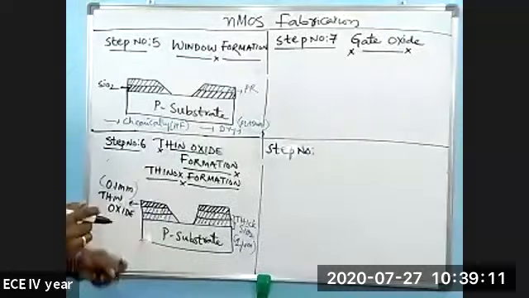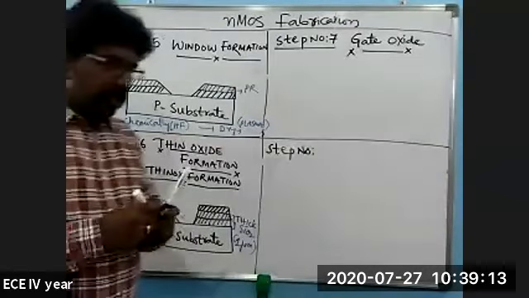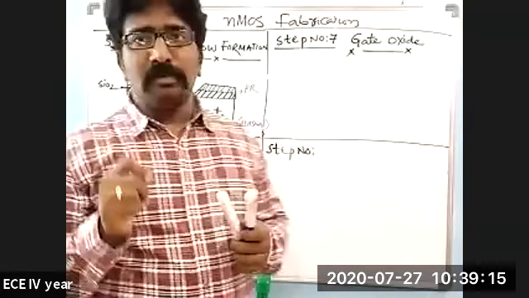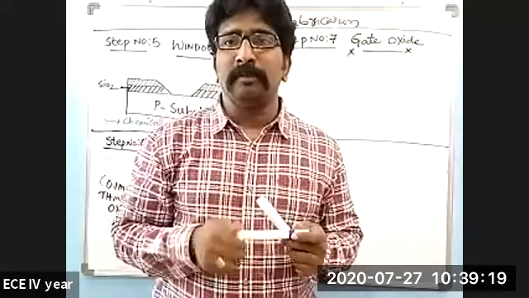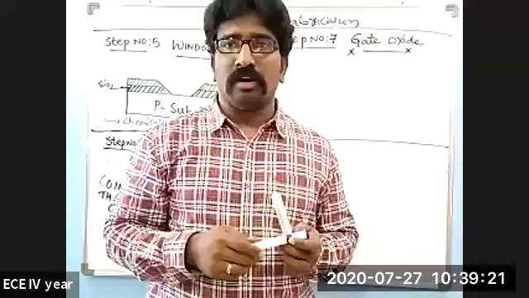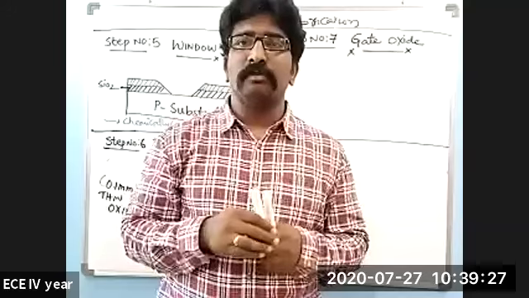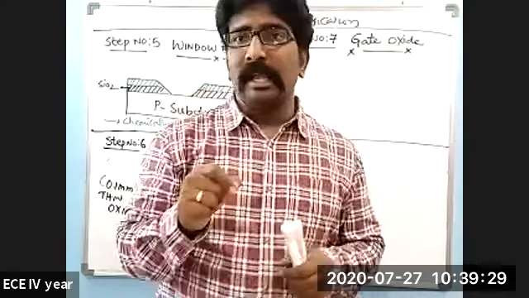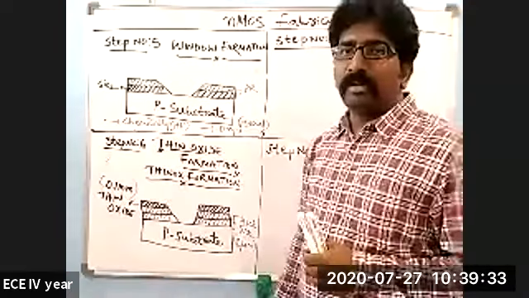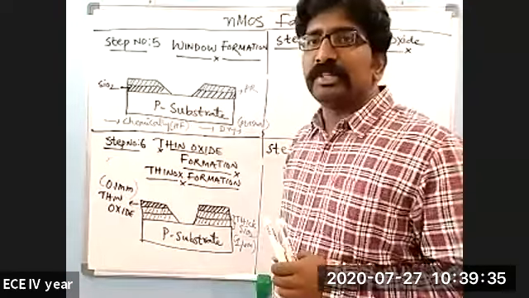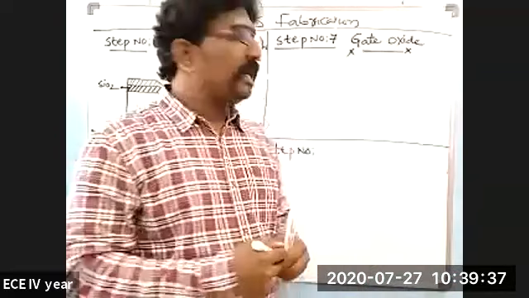Gate formation. Now here, for forming a gate, they'll be using a material called polysilicon. Polysilicon is nothing else but a crystalline form of silicon. The crystalline form of silicon will be used in order to form the gate, and that particular gate will be formed in the center part of this window, and that has been done by using a polysilicon material.